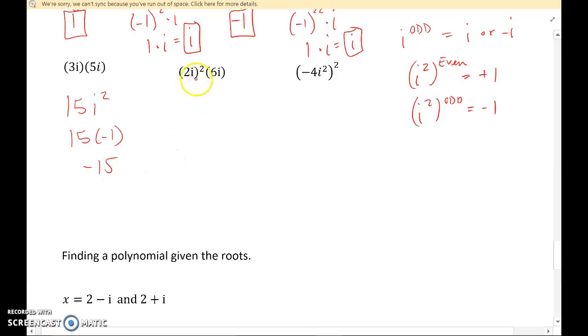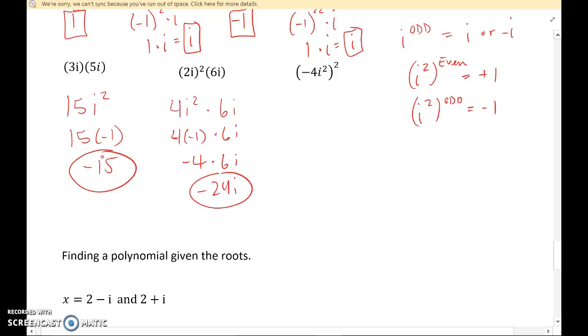In our second example, I would suggest, well, first of all, you have to square the 2i. So that gives us 4i squared times 6i. My suggestion is that you go ahead and simplify your i squared to -1. So we have 4 times -1 times 6i. So that gives us -4 times 6i, which gives us a -24i. And that will be the simplest way to simplify that.